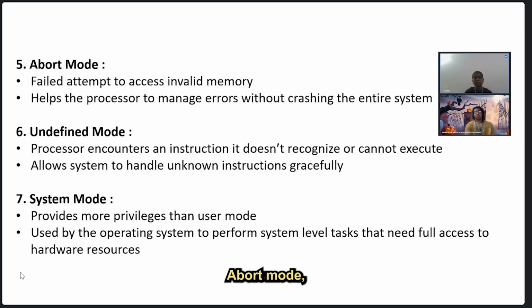Next comes the abort mode. So the ARM processor enters into abort mode when there is a failed attempt to access invalid memory. This mode helps the processor to manage errors without crashing the entire system. Next comes the undefined mode. The ARM processor enters into undefined mode when the processor encounters an instruction it doesn't recognize or cannot execute. So this mode will allow the system to handle unknown instructions gracefully.